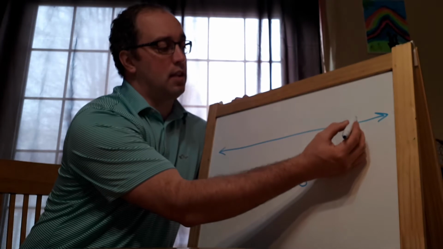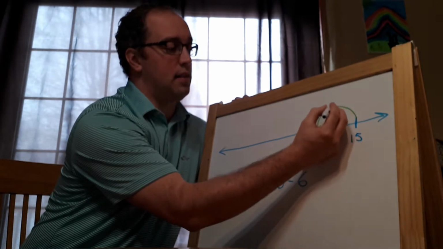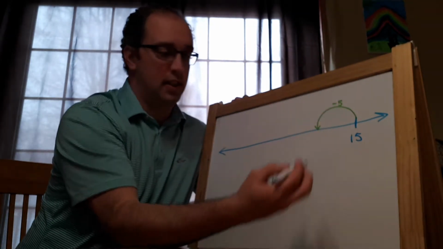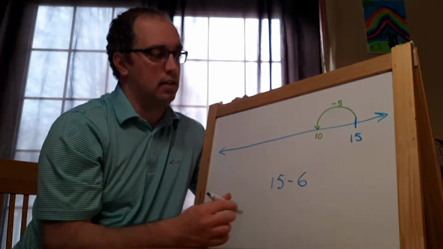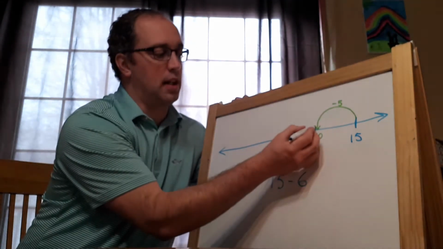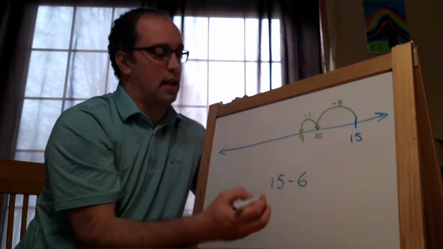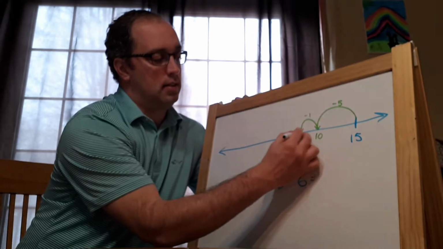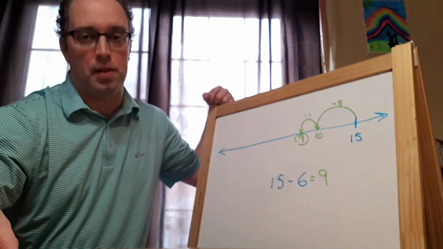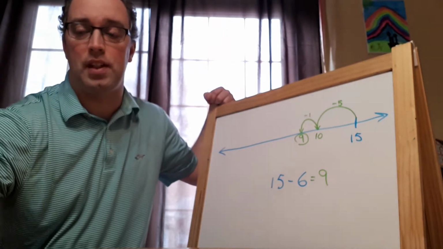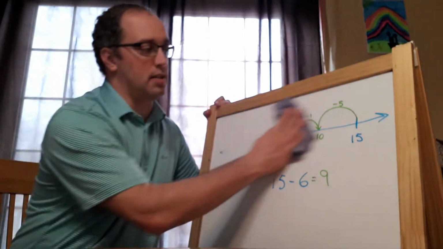So first I could do a jump of 5, because I know that 15 subtract 5 would give me 10, and that used most of my 6 that I have to take away. I've used 5 of them, so I have 1 more left. I'm going to jump back 1 more spot to 9. My answer is 9. I could have done that multiple different ways, but for the purpose of this video, I'm going to try and keep it kind of quick. So that's one way you could do it, that type of question.